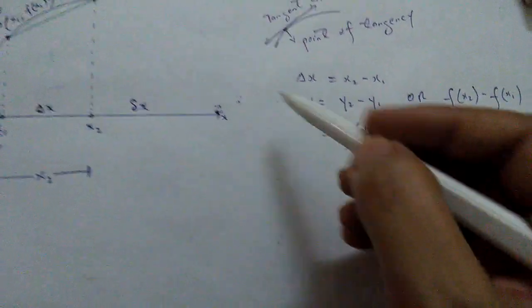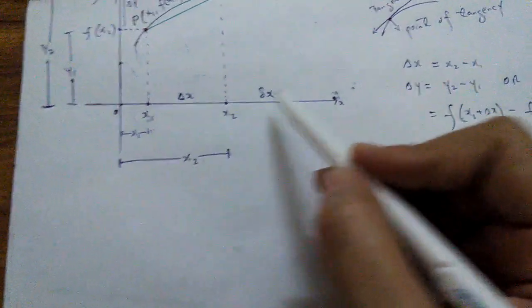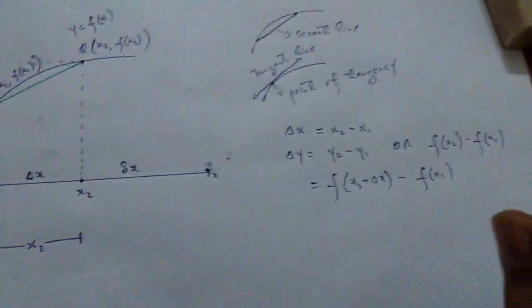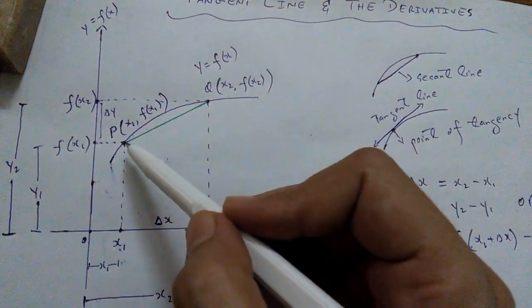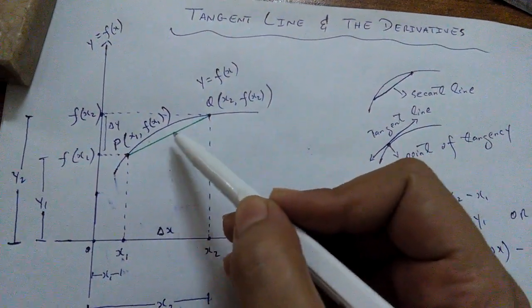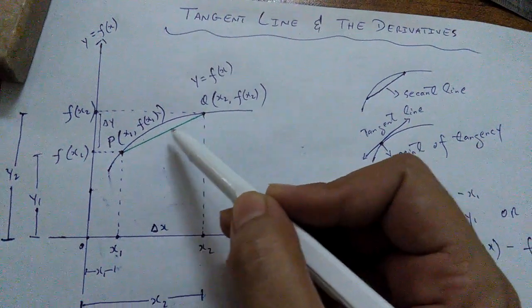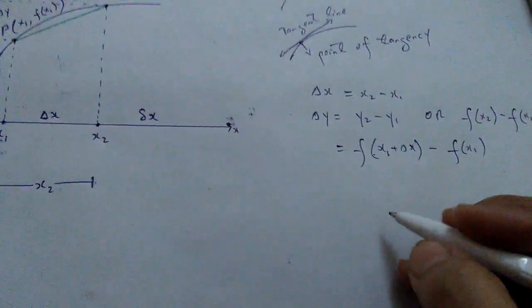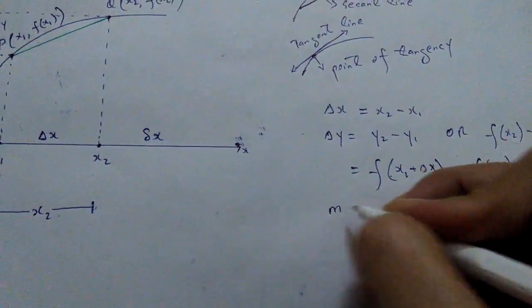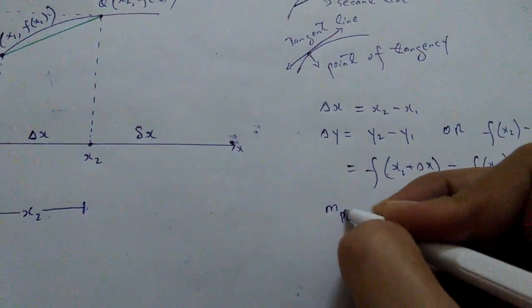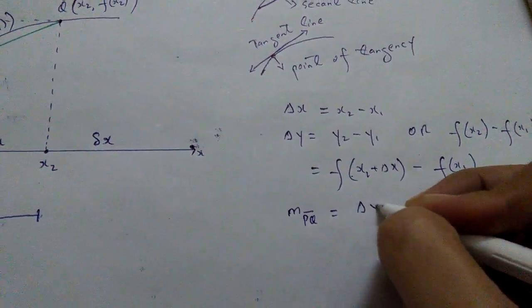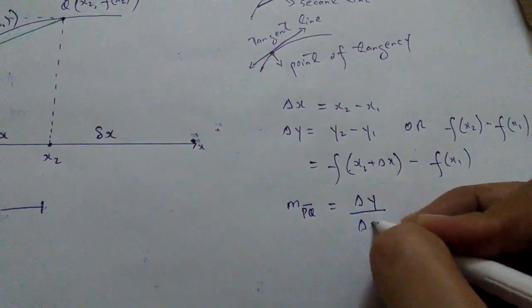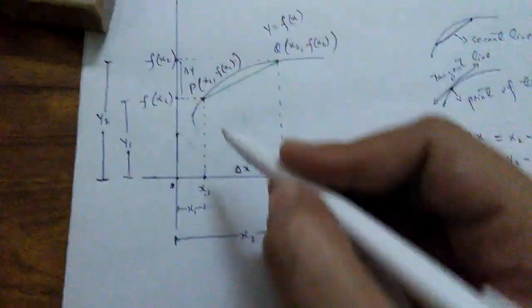Alright, so this is the difference. This del y can be interpreted like this, and this is your del x, simply written in this form. I hope it's clear up till now. So this is the slope. The slope of this secant line can therefore be expressed like this. The slope of the secant line segment PQ can be expressed as rise over run.